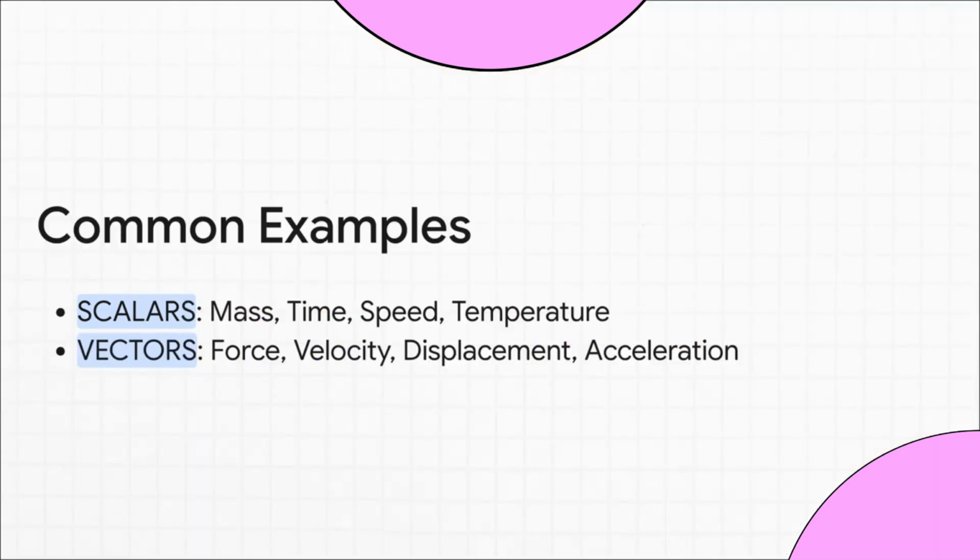And you can see this in everyday examples. Your mass or the time on the clock, those are scalars. They don't have a direction, right? But a force, you have to push or pull in a specific direction. That's why things like force, velocity, and displacement are all vectors. They just wouldn't make sense without a direction.